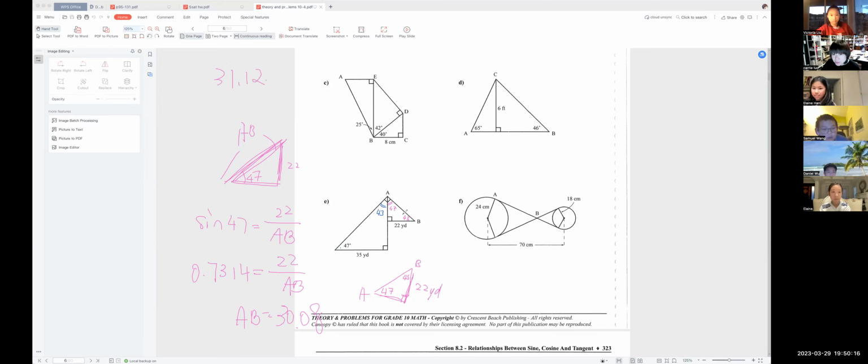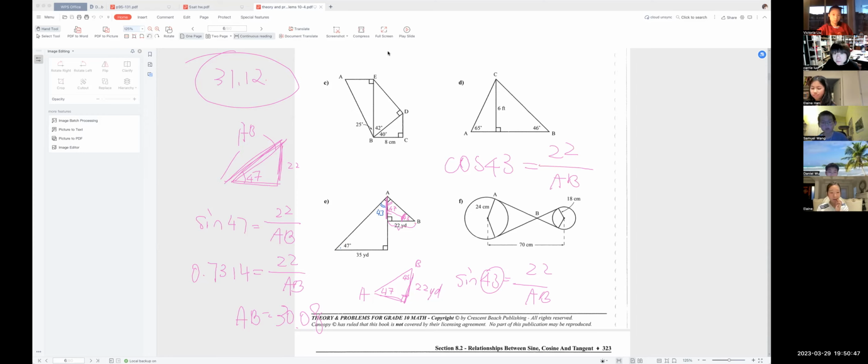What is when you see this is 43. So if you do sine 43 equals 22 over AB, you probably get 31 something. Okay, everybody. So 43, the opposite is this line, but we know this line is adjacent. So if you want to use 43 degrees, it's cosine 43 equals 22 over AB.